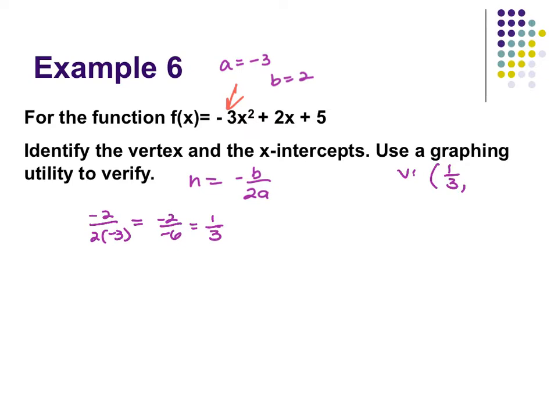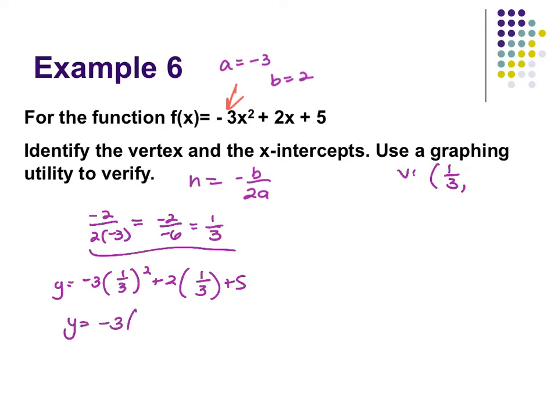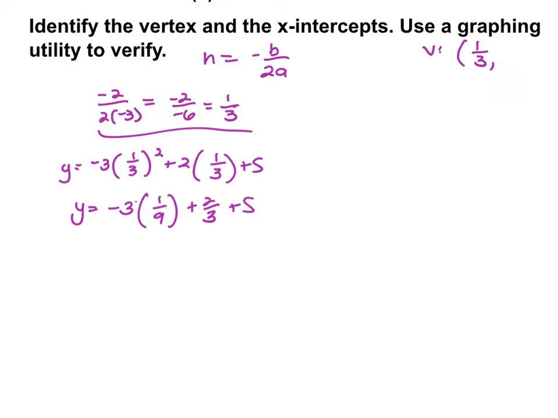Good so far. The k, I'm going to take and plug back in the 1/3. So I take negative 3 times 1/3 squared plus 2 times 1/3 plus 5. This equals y, which is going to be the k. y equals negative 3 times 1/9 plus 2/3 plus 5. The 3 goes into the 9 3 times. So this is y equals negative 1/3 plus 2/3 plus 5.